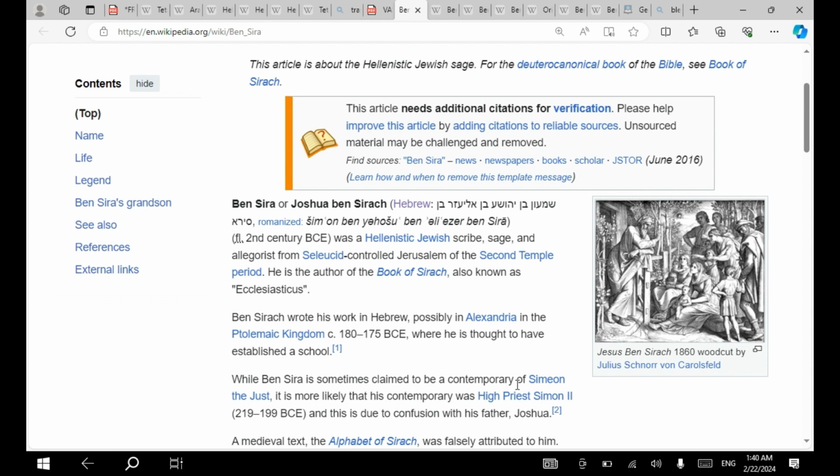While Ben Sirach is sometimes claimed to be a contemporary of Simon the Just, it is more likely that his contemporary was High Priest Simon II, around 199 BCE to 219 BCE, and this is due to confusion with his father Joshua. You can read ahead to know who exactly he is. But this man is a Bantu man. Let's read what he said.